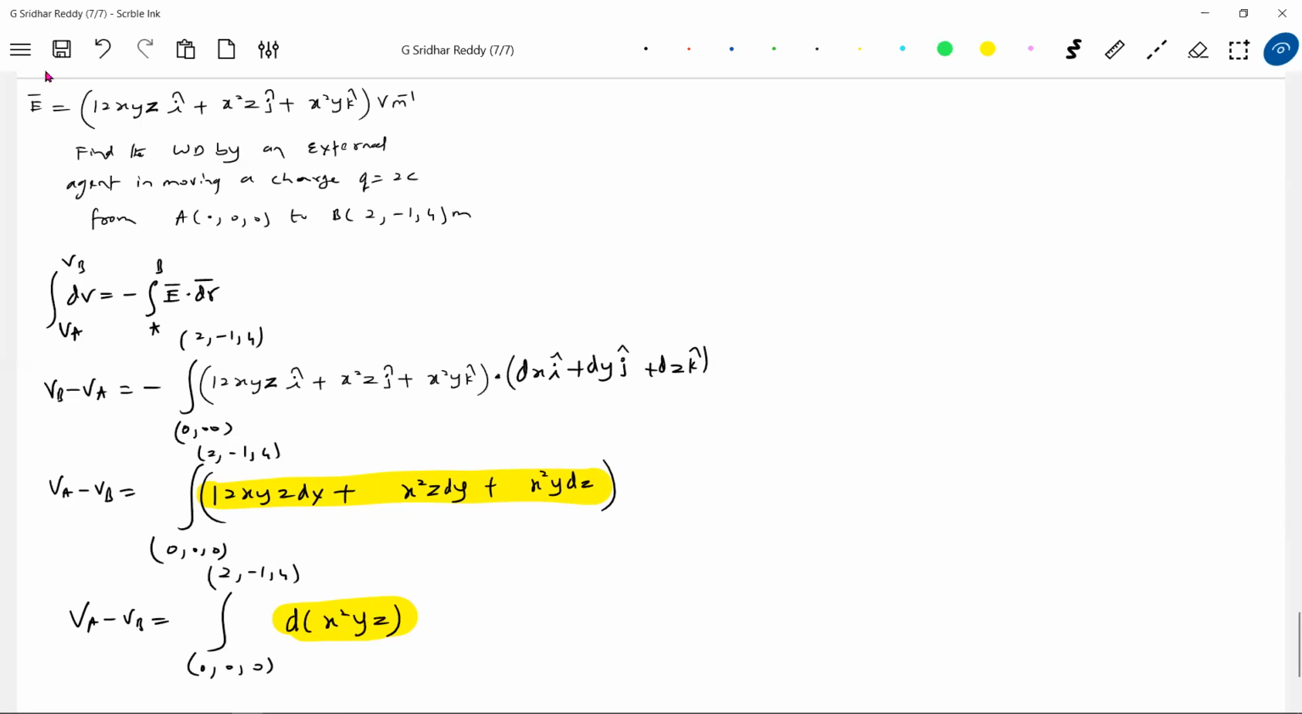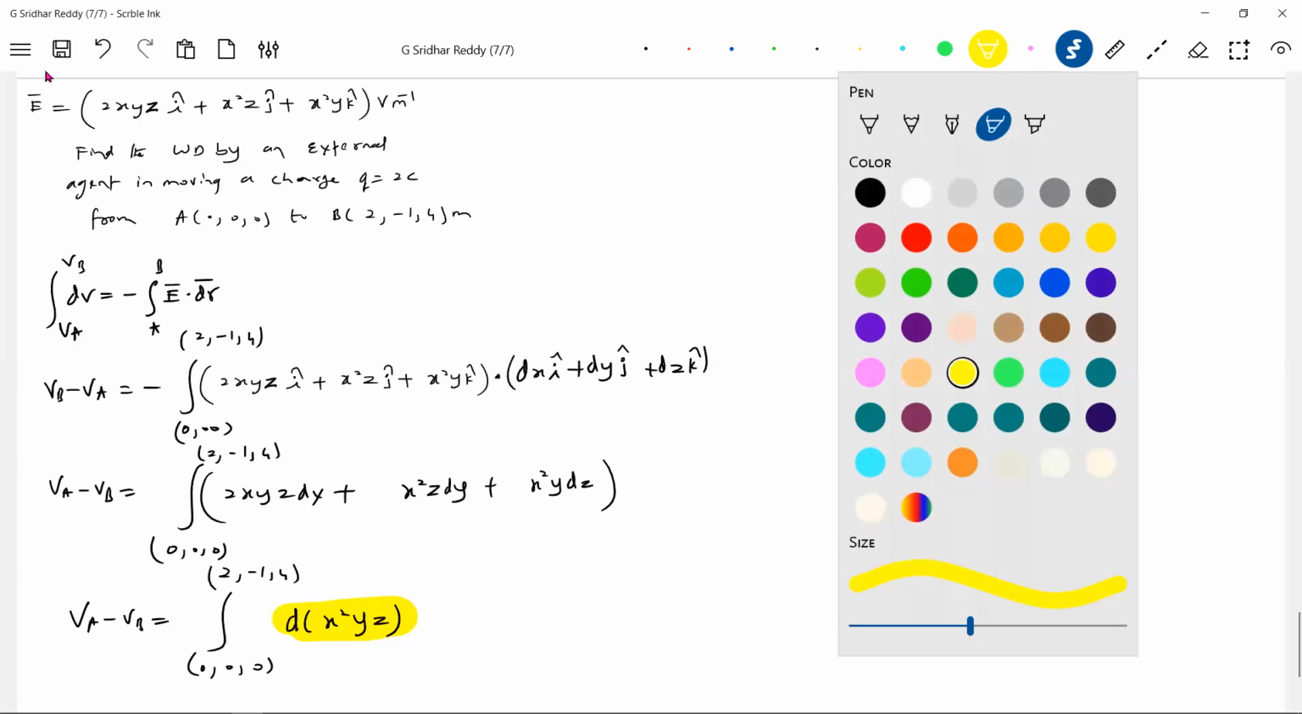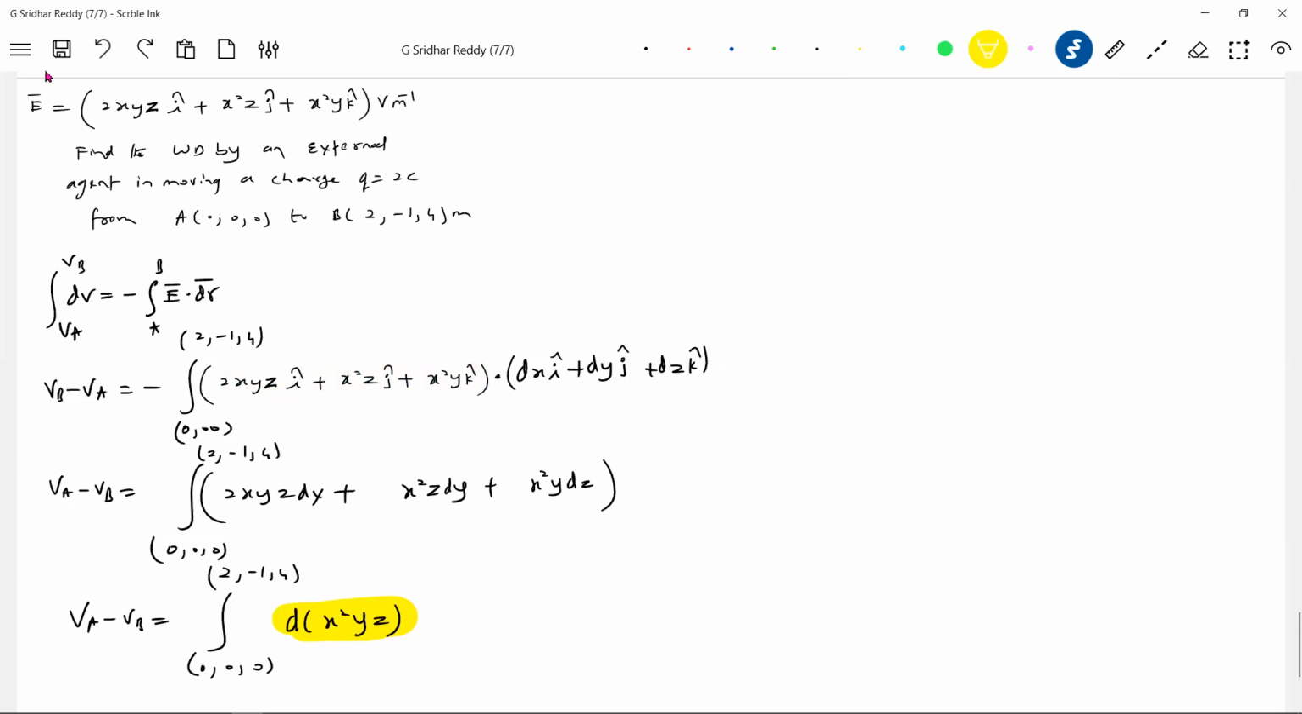I think it is not. Sir, not 12x, we can't get it. No, wait. This is not 12, it is a 2. Huh? Check it, no? The bracket I thought is 12.